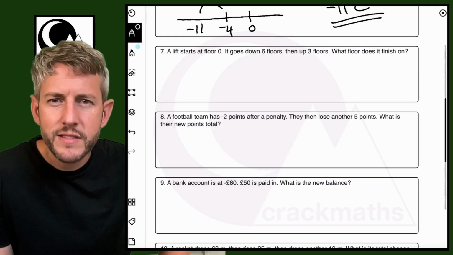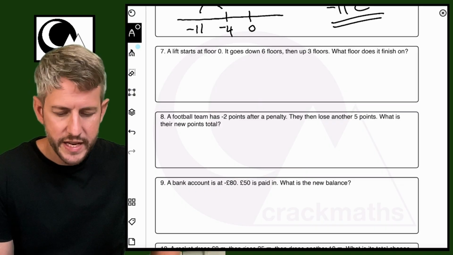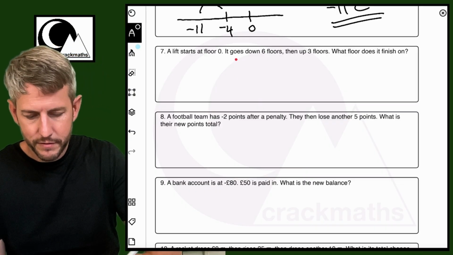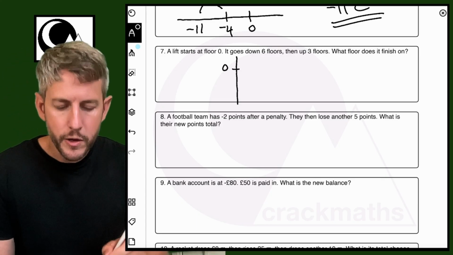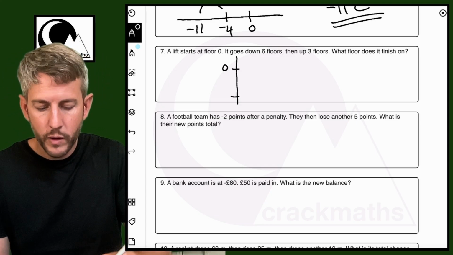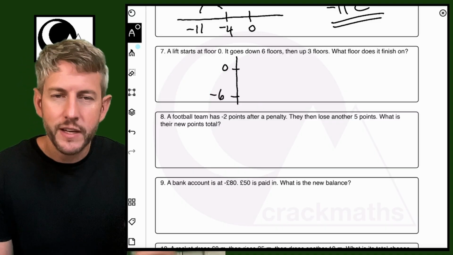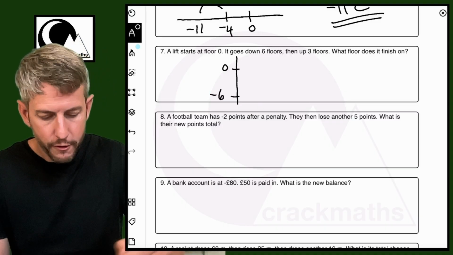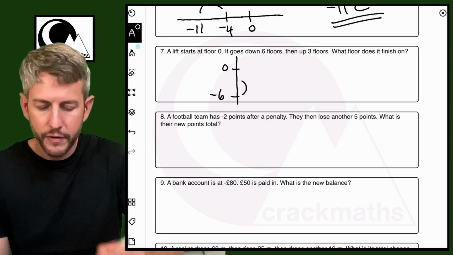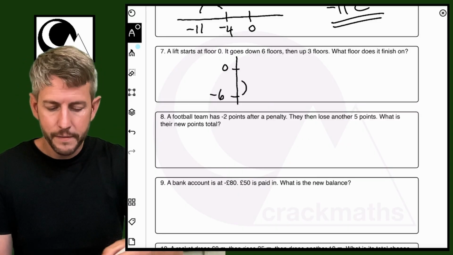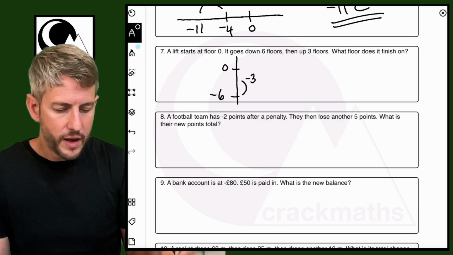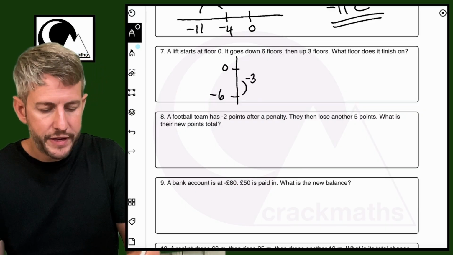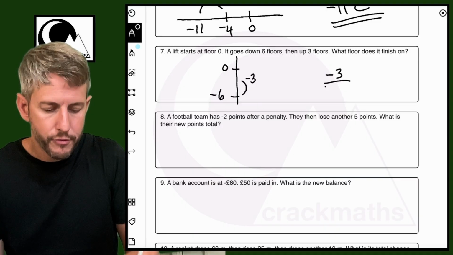Okay, right, question 7. Question 7 says, a lift starts at floor 0. Okay, let's think about this. We've got our lift, it's starting at floor 0. It goes down 6 floors. Well, down 6 floors would take us to negative 6. And then it says it goes up 3 floors, so we're going to go up further. We're getting 3 spaces closer. So that's going to take us to minus 3. What floor does it finish on? It finishes on floor negative 3.